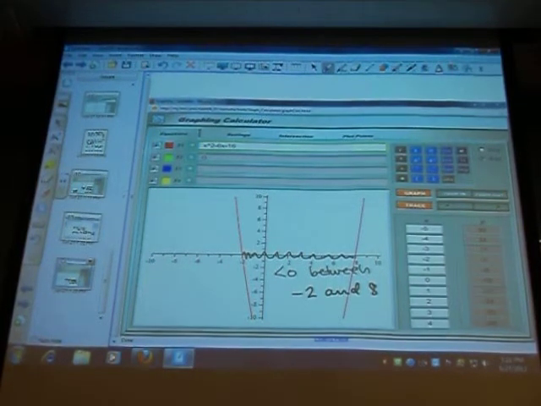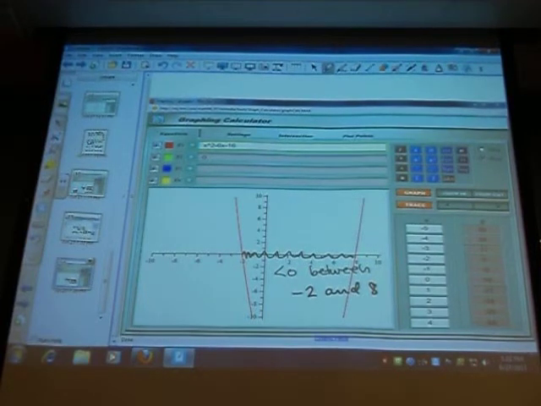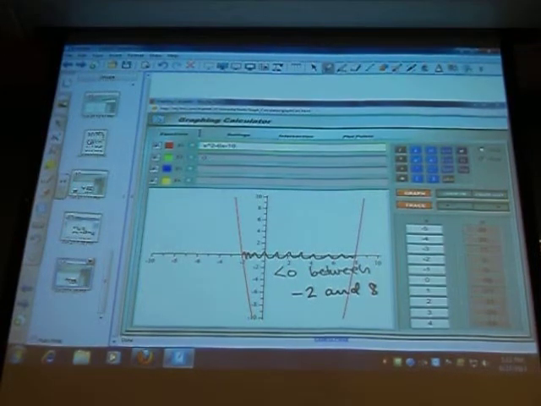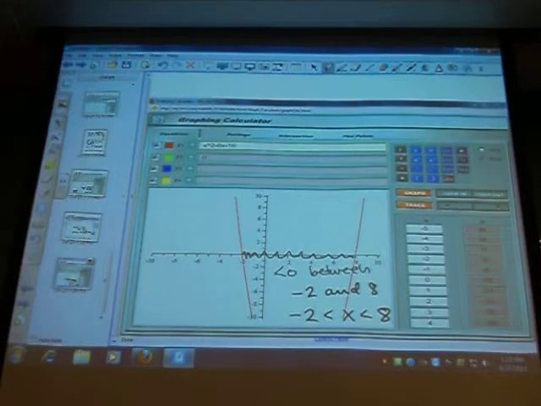The way people get messed up on these questions is they say, well, if this is true, then my answer is going to be this, or if this is true, my answer is going to be this way. You can't tell that. It depends on what your graph looks like and what they're asking for. Here, they're asking me for less than 0. That means between negative 2 and 8. If it's between two numbers, I can write it as an inequality. X is between negative 2 and 8. So it's less than 8, it's greater than negative 2.